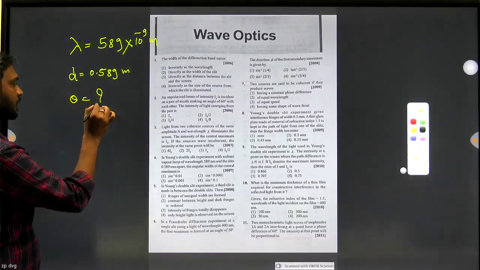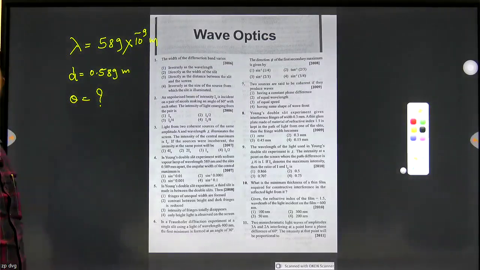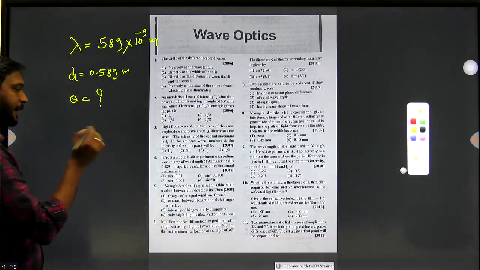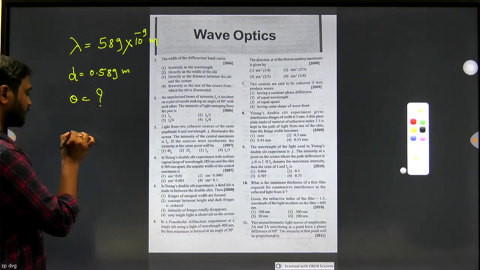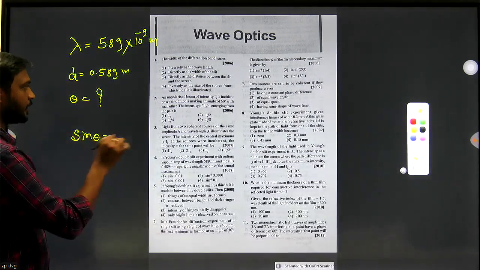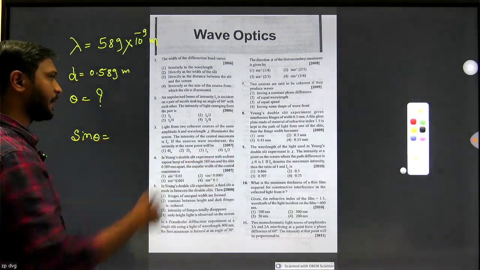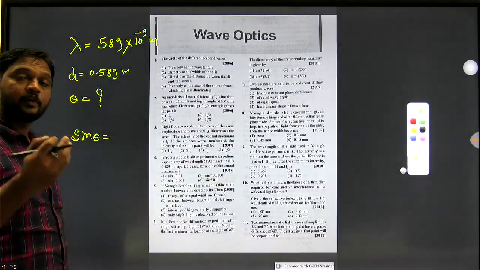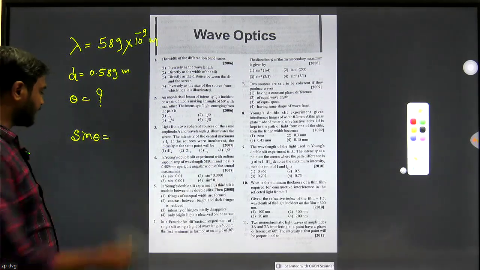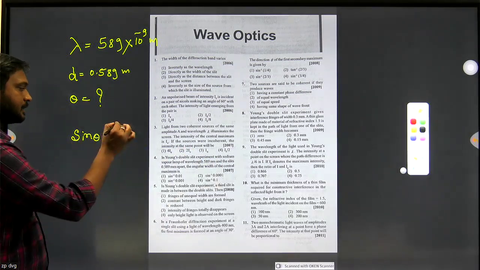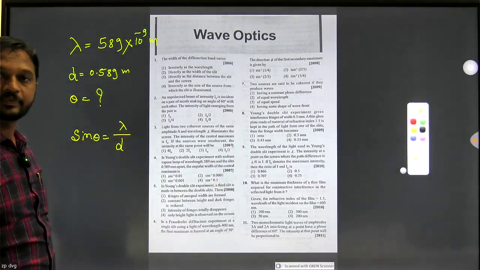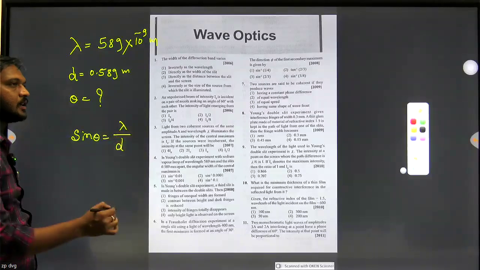We have to calculate the angular width of the central maximum. So one more formula in Young's double slit experiment: we can calculate the angular width of the central maximum. Already you know that always a bright fringe is formed at the center. So sin theta equals lambda by d.